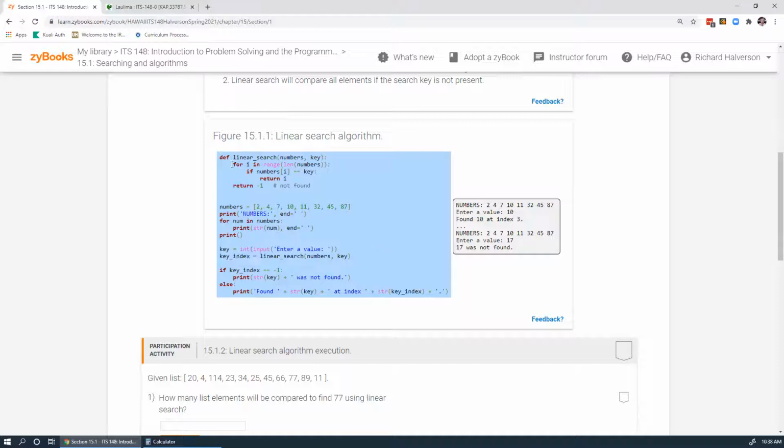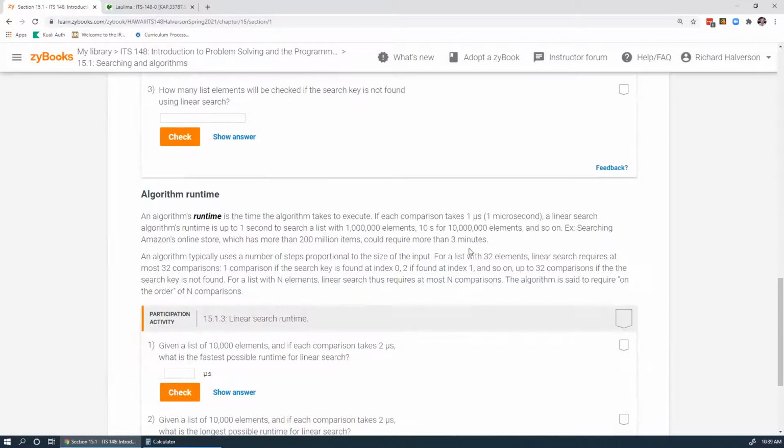So the linear search algorithm is here, and this is the list of numbers, and this is what we're looking for. We search through the whole list using its index, 0 through the length minus 1, and we look at each one, and if we find the key, then we're done, and we return the index, in other words, which index it is. Otherwise, if we get all the way to the bottom, that means we haven't found it, and we return a -1. Okay, so that's linear search.